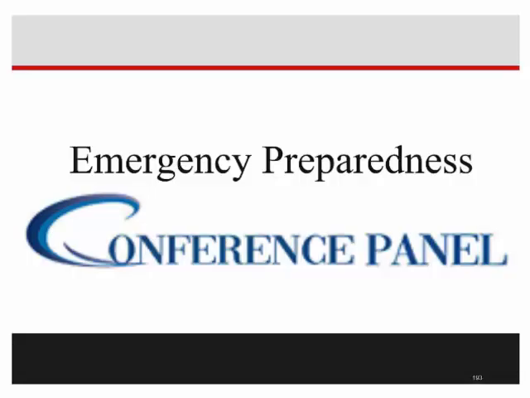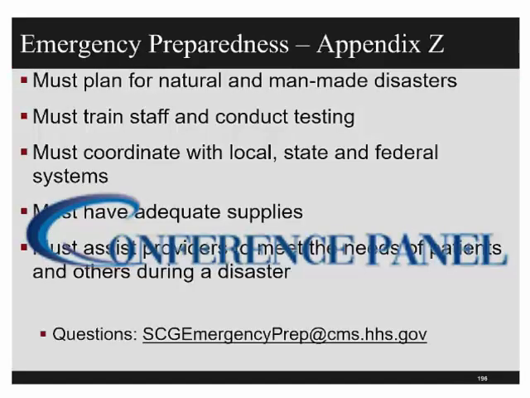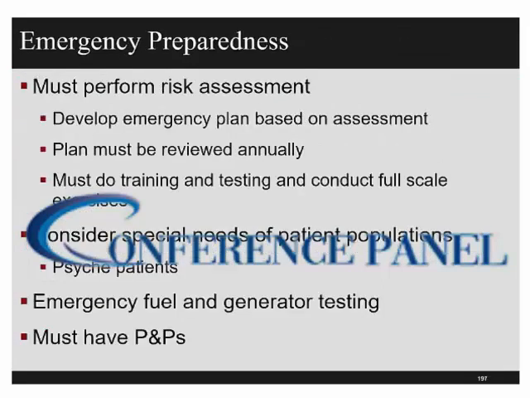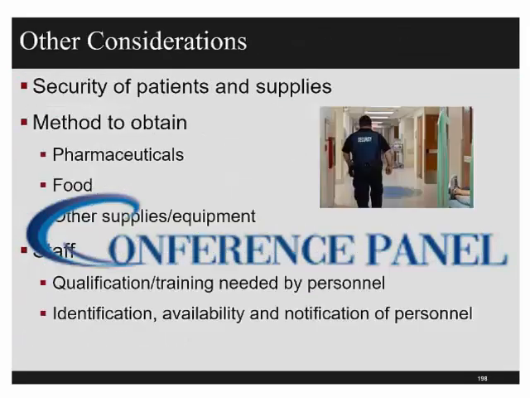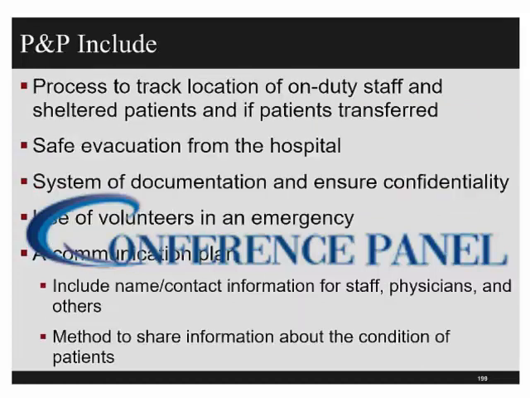So I'm going to wrap it up with emergency preparedness. All the emergency preparedness went to Appendix Z. From that assessment, you develop your plan. Keep in mind security of your patients and supplies. When that hospital evacuates, you have to have policies and procedures to track any on-duty patients and staff who have sheltered, and also how you track those patients who are transferred.